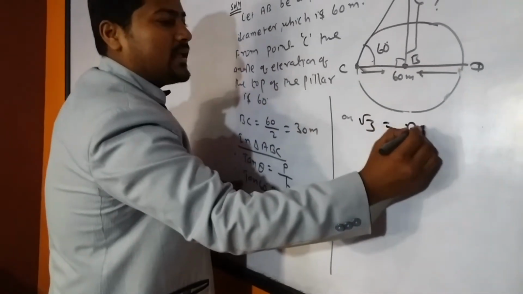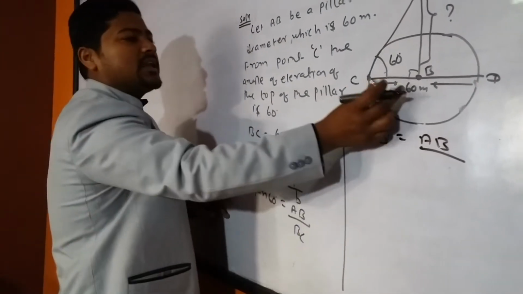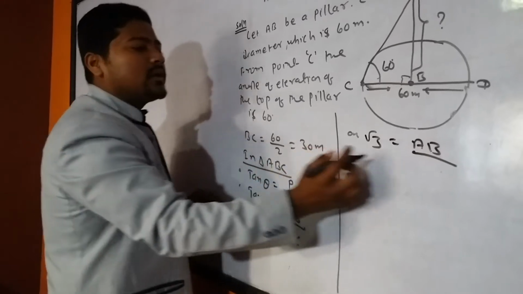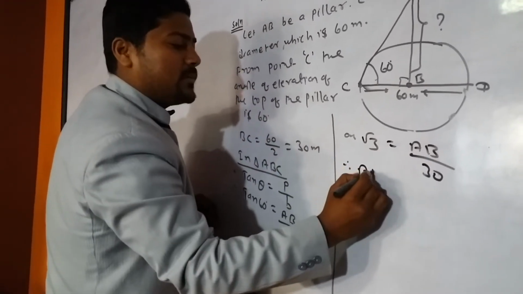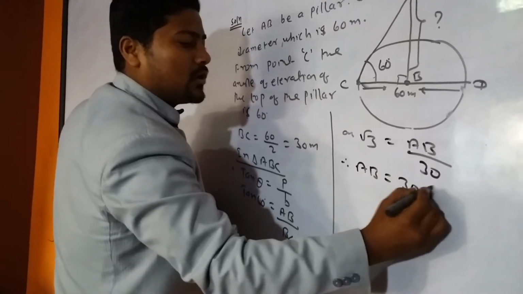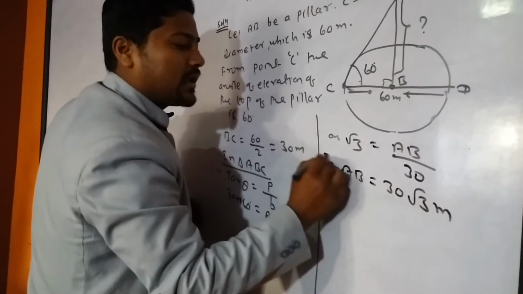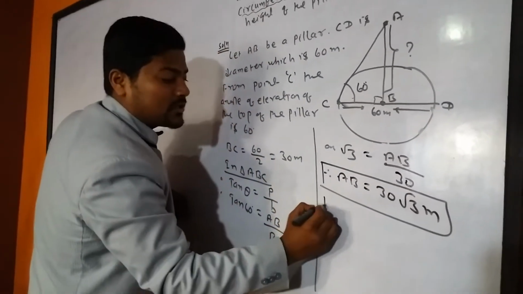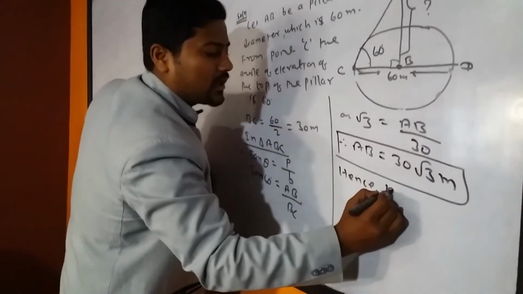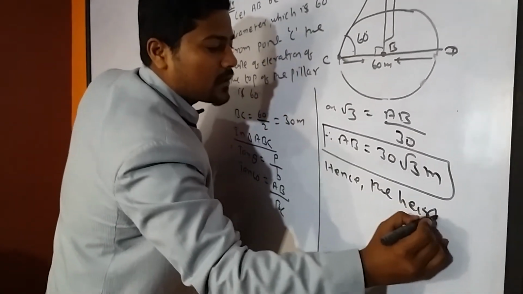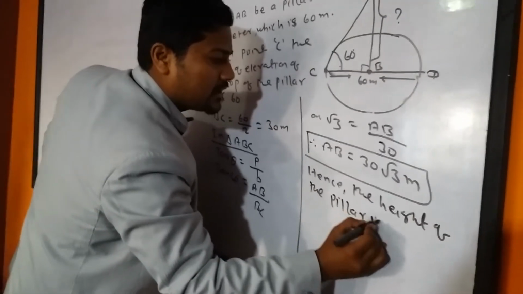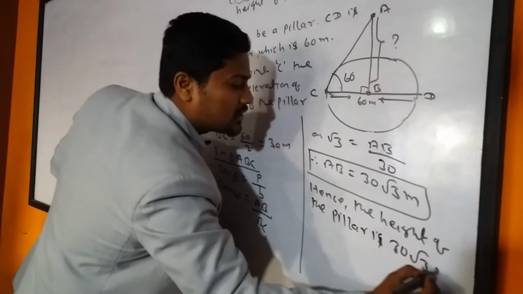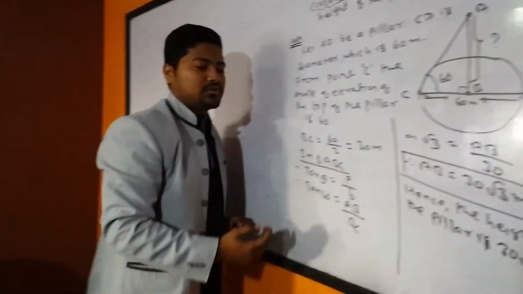We need to find AB. BC is given, we already found it as 30. So now we can cross multiply. AB is equal to 30 root 3 meter, and at the last we have to write the language also. Hence the height of the pillar is 30 root 3 meter, and you can use calculator also here.